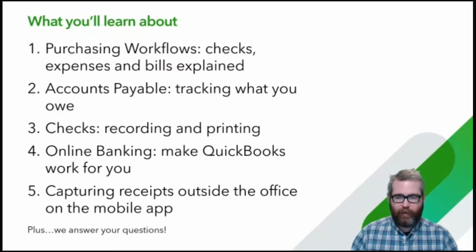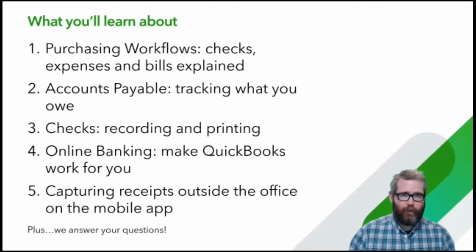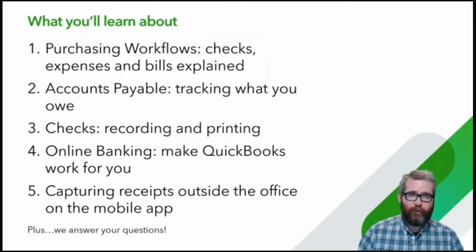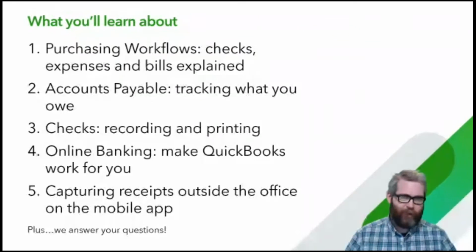We're also going to talk about number 2, which is accounts payable. Accounts payable is a record of what you owe to your vendors. So whenever you enter a bill, which is a record of you owing something to a vendor, that account goes up. And whenever you pay it, that account goes down. We'll talk about that. Number 3, we'll talk about checks.